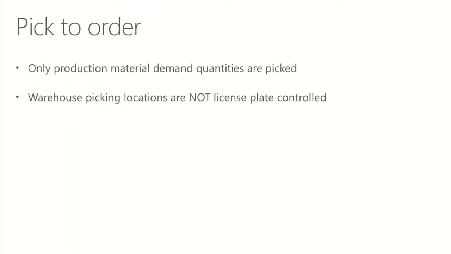So pick to order was the one where we are moving only what we need out of demand to our input location, and not complete quantities as you have seen on the pallets or license plate. And for that, there are some needs in the setup. So only production material demand quantities are picked, and warehousing picking locations are not license plate controlled.